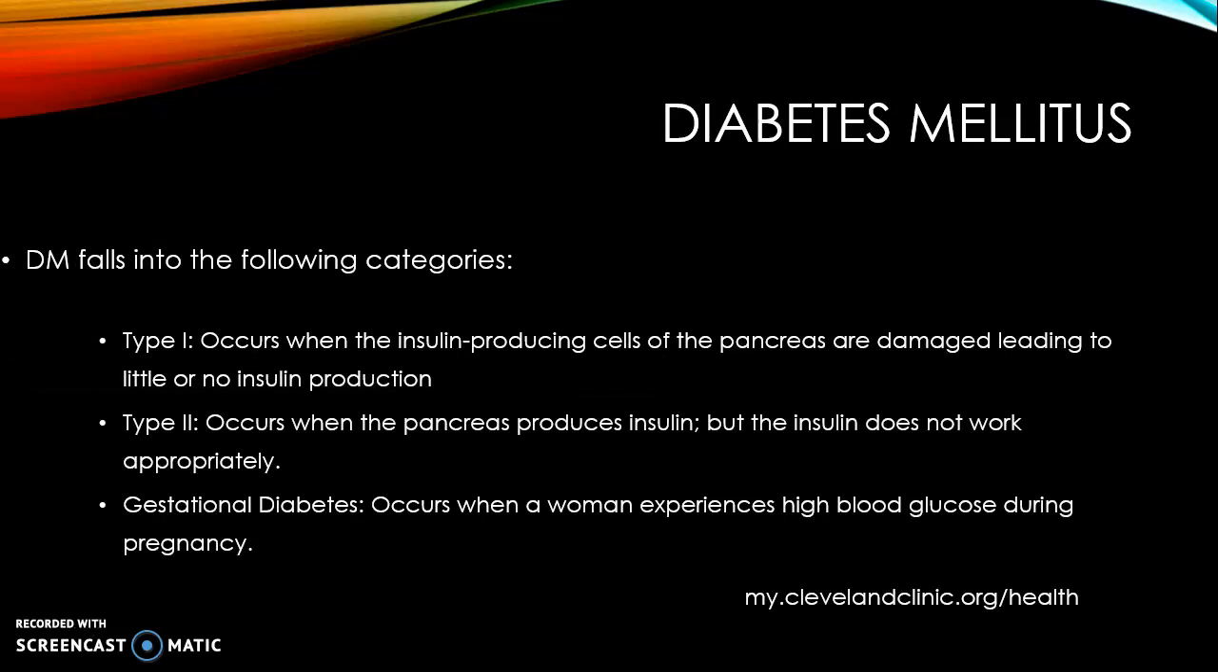Diabetes can be grouped into three main categories. Type 1 diabetics require insulin injections to control their blood glucose levels. The pancreas makes little or no insulin, so sugar cannot get into the body cells for use as energy. Type 1 can occur at any age, but it occurs more commonly in people under age 30.